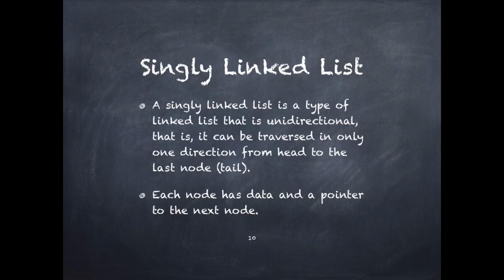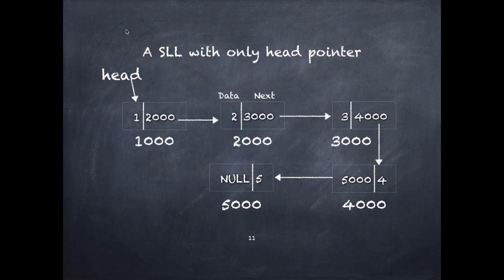Now we will see more about the singly linked list. It is a type of linked list that is unidirectional, that is, it can be traversed in only one direction, from head to the last node. Each node has data and a pointer to the next node. This shows the linked list. You can see a head which points to the first node of the linked list. With the help of this head node, you can access all the elements in the linked list.